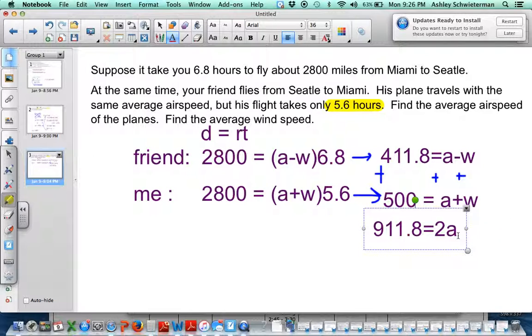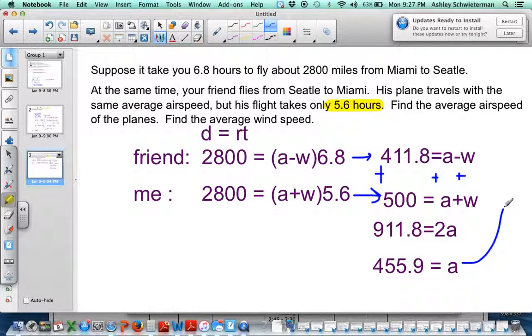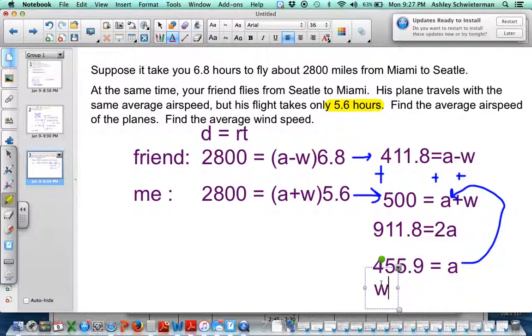And then I'm going to divide both sides by that 2, and I will have 455.9 equals A. And that is the average airspeed. The average wind speed, then, I would have to take that and substitute it back in for A. And I would get 44.1 miles per hour.